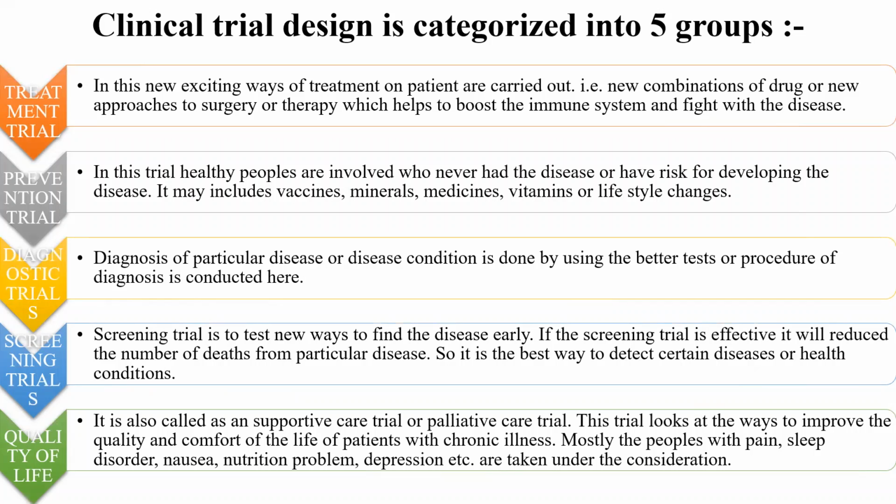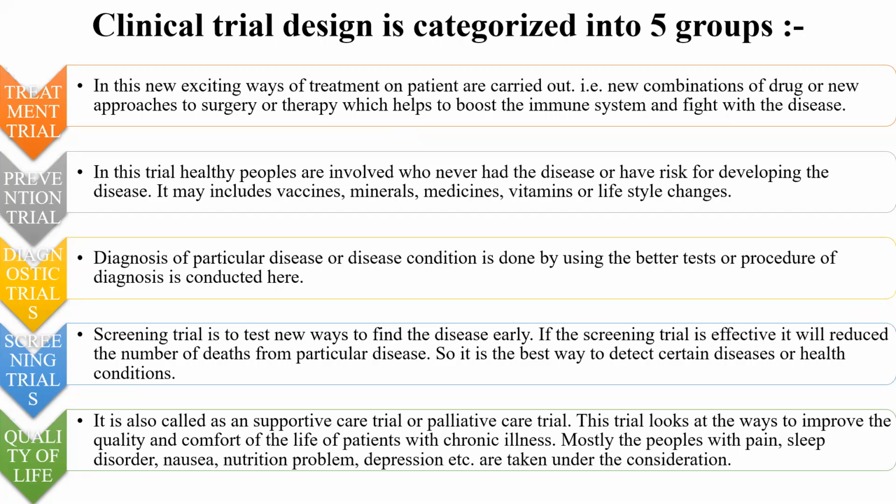It might be a new combination of two drugs, it might be a new approach to surgery, it might be a new therapy which helps to boost the immune system and fight the disease. In prevention trial, all preventive measures are taken under consideration, but it includes healthy people, that is, it might include vaccines, minerals, medicines, vitamins, and lifestyle changes. In diagnostic trial, only the diagnosis and the condition to detect the disease is done.